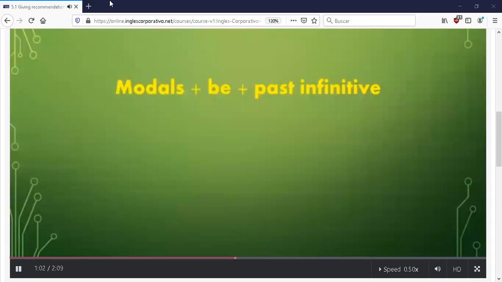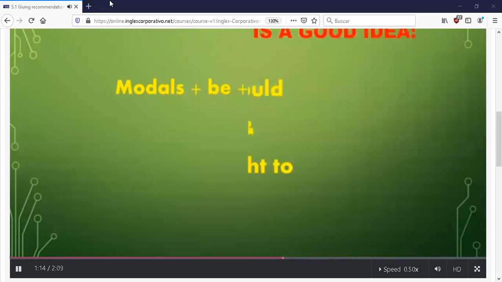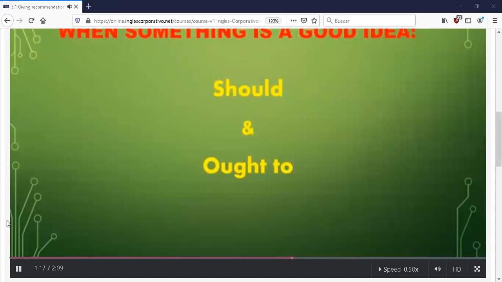In this lesson, we will use models plus be plus past infinitive to give recommendations. When we give opinions, sometimes these opinions might be stronger than other times. When we think something is a good idea, we use should and ought to. And when we think something is All right, guys, pay attention to that.